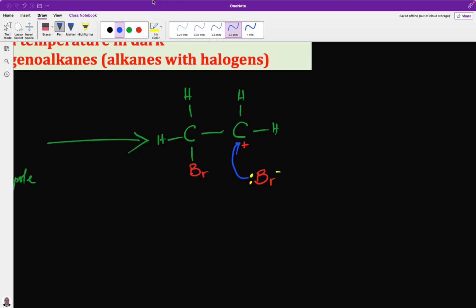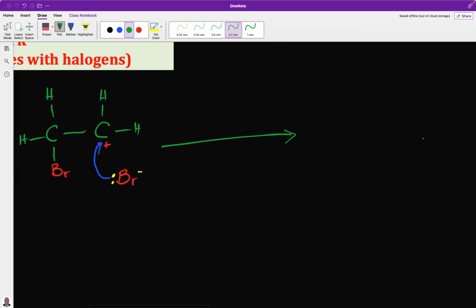And now what will be the resultant? The resultant in this case is carbon. You have this.